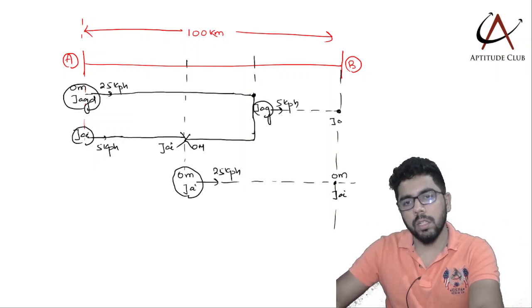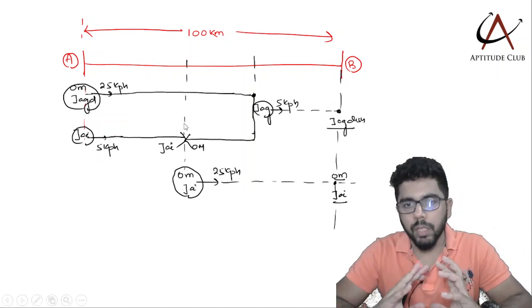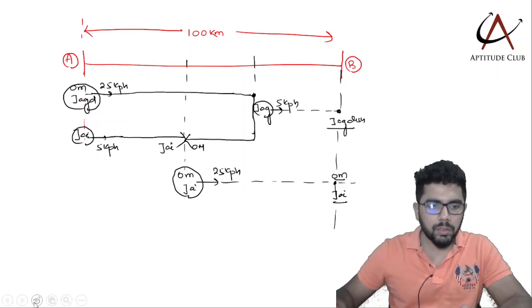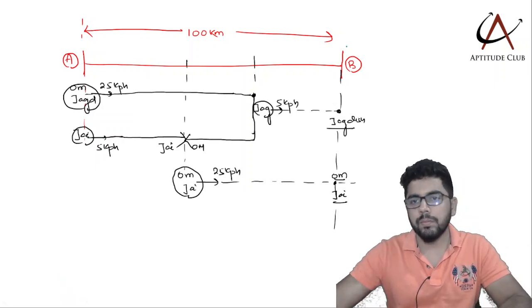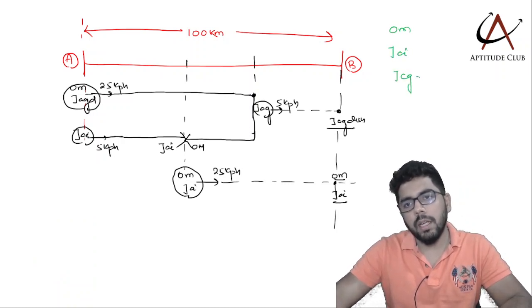So Om, Jay, and Jagdish, all three of them reach the destination at the same time. This is what the question has been given. So there are three persons under concern here. One person is Om, then Jai, and then Jagdish.